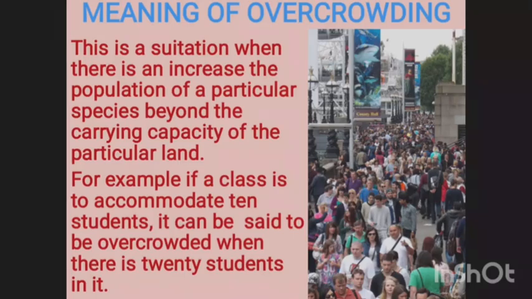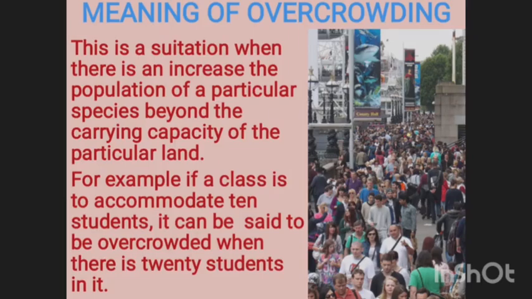This is a situation when there is an increase, take note, in the population of a particular species, that can be plants, can be animals, beyond the carrying capacity of the particular land. It means when the population is more than the carrying capacity of a particular land, that is referred to as what? Overcrowding. When the population is beyond the carrying capacity, the land cannot carry them again. That is what we refer to as overcrowding.